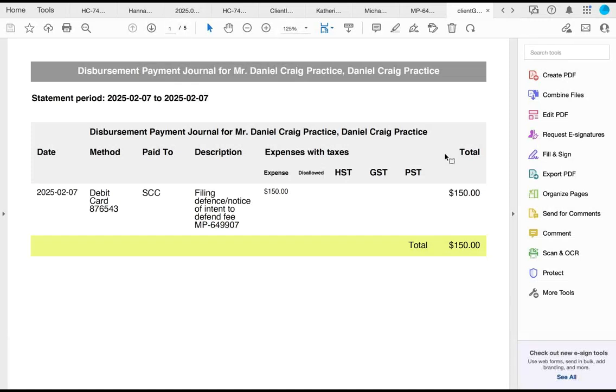Yeah, there you go. So we have the disbursement payment journal, expenses with taxes, the filing fee, the description, what is the method of payment, who was paid to. So I made sure I entered all the fields. So when you populate, it comes up with all the disbursement entries, including whether it was tax exempt or not. So it's a disallowed expense, so it's completely tax exempt here.